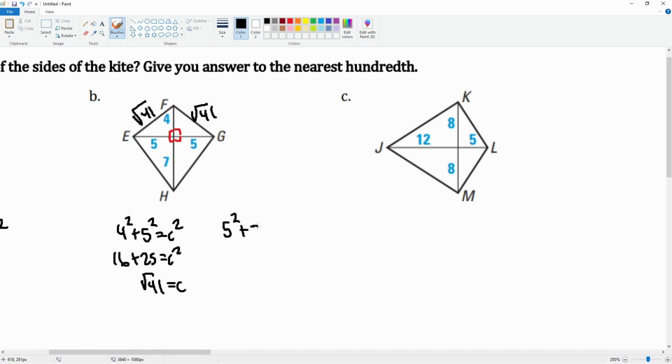5 squared plus 7 squared is equal to c squared. 25 plus 49 is equal to c squared. 25 plus 49, 74. So c equals the square root of 74. Square root 74, square root 74.